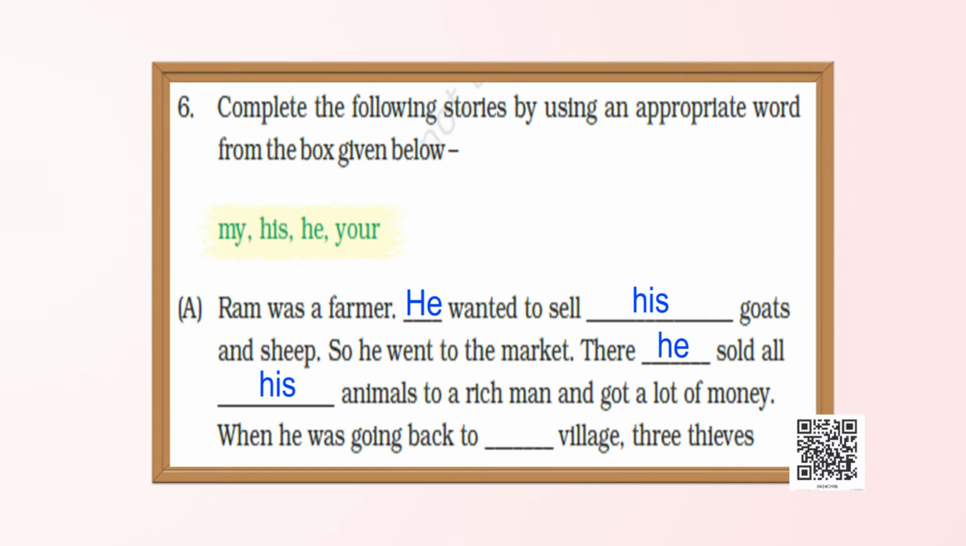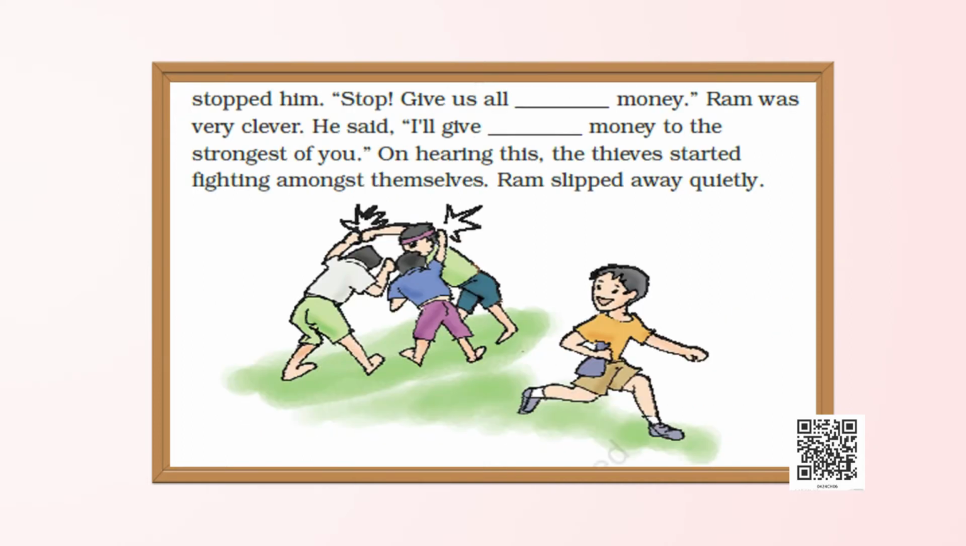When he was going back to dash his village, right. 3 thieves, turn to page 116. 3 thieves stopped him. Stop. Give us all.